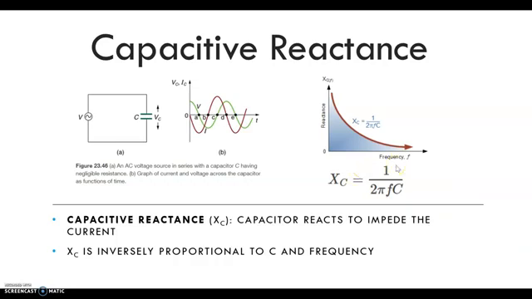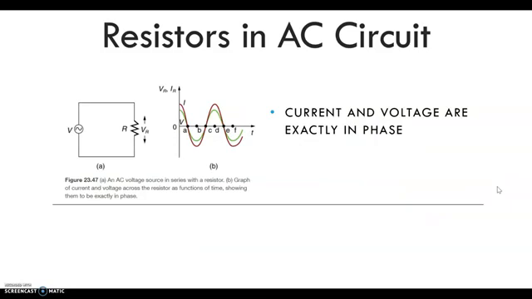The greater the frequency, as you can see over here in this graph, the less time there is to fully charge the capacitor, so it impedes current less. So the lower the capacitive reactance, the greater the frequency. So capacitive reactance is inversely proportional to both capacitance and frequency.